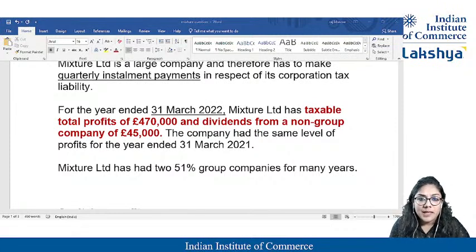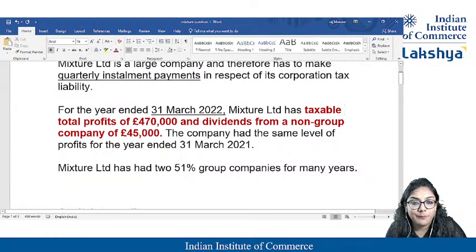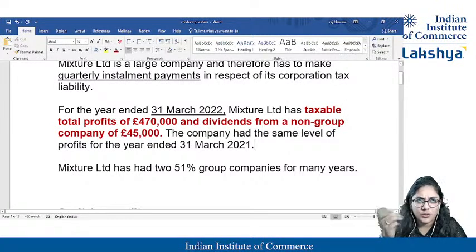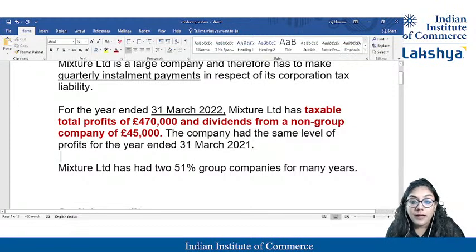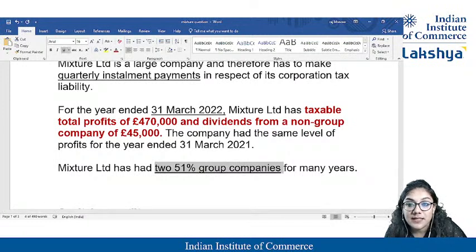The company had the same level of profits which was there before. Maybe before also they were having profits. Mixture Limited has two 51% group companies. Students, with these, what is the hint that you got?